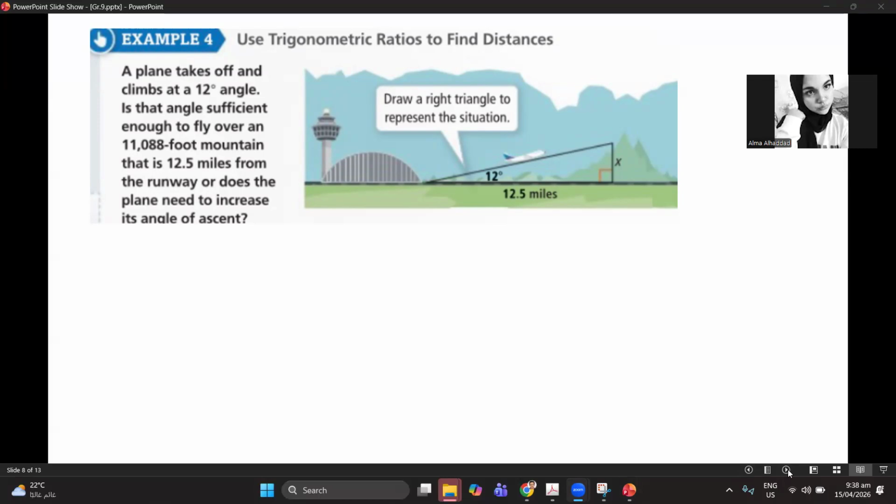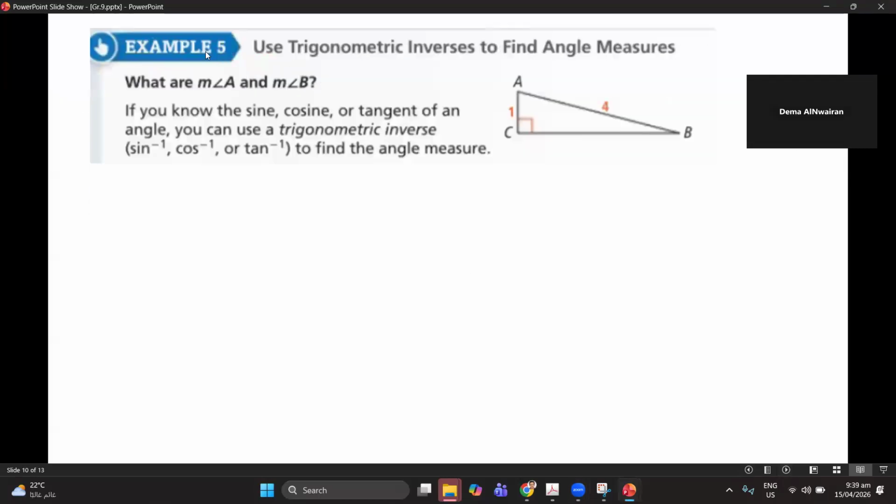Okay. Now, let's go to example number 5 here. How can I find the measure of the angles? Now, as I told you before, if I want to solve any triangle, what do I mean by solve the triangle? Find all the unknown angles and the unknown sides. Now, if I give you this triangle, AC is 1, AB is 4, and I ask you to find the length of BC, as we said before, which theorem can I use? Pythagorean. Excellent.